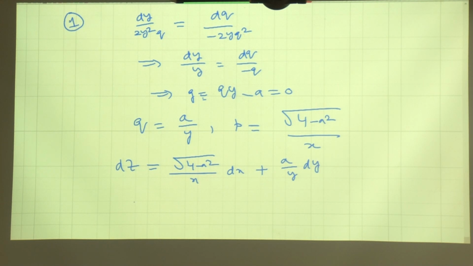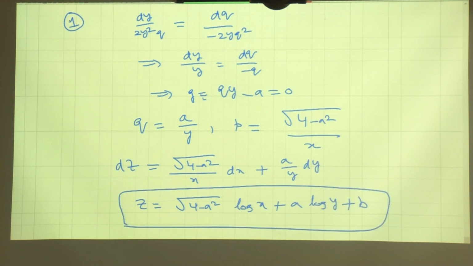That is very easy to solve here. So z is equal to square root of 4 minus a square log x plus a log y plus b. So you have got a complete integral.